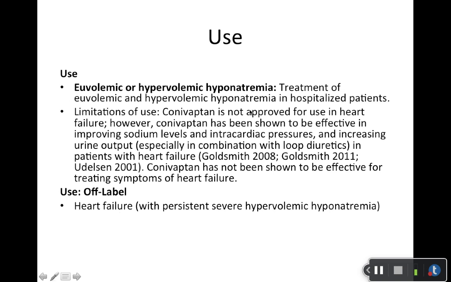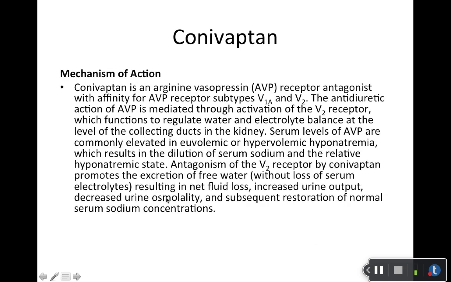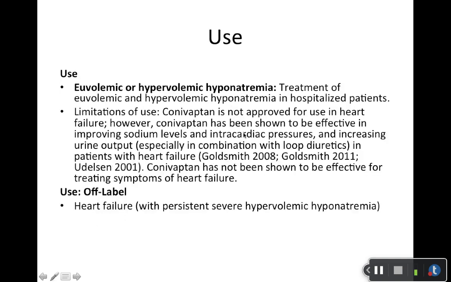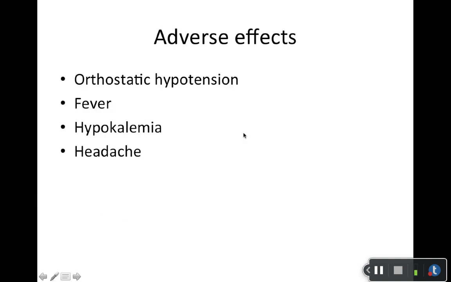It also has an off-label use for heart failure, but again, with that hyponatremia. So the take home point, related to the mechanism of action there, is restoration of normal serum sodium concentrations, and then it's used for hyponatremia. So please keep that straight.